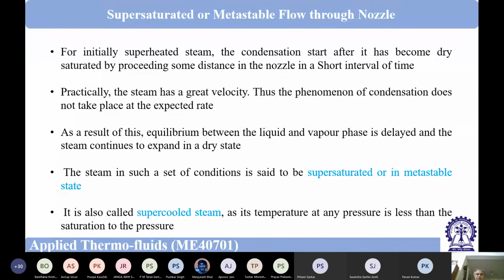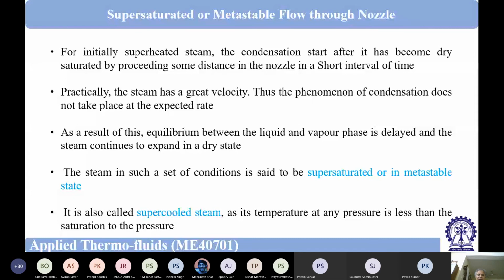For initially superheated steam, condensation starts after it has become dry saturated by proceeding some distance in the nozzle in a short interval of time. Practically, the steam has great velocity. The phenomenon of condensation does not take place at the expected rate. As a result, equilibrium between the liquid and vapor phase is delayed, and the steam continues to expand in a dry state. The steam in such a condition is said to be supersaturated or in a metastable state.